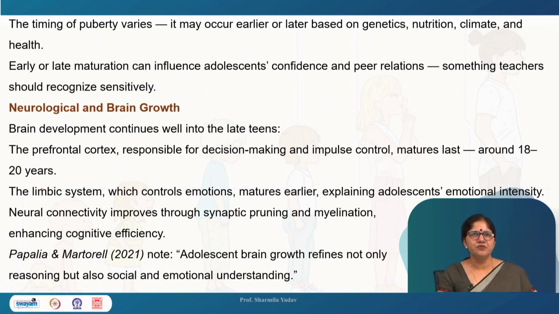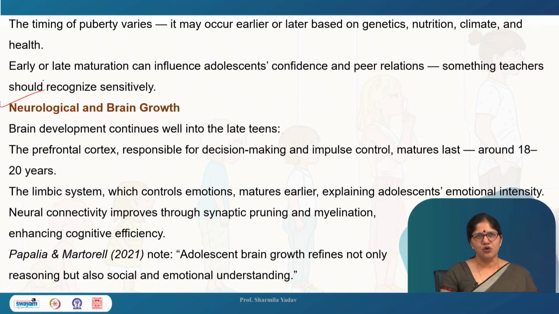The timing of puberty varies. It may occur earlier or later based on genes, nutrition, climate, and health. Early or late maturation can influence adolescents' confidence and peer relations, something teachers should recognize sensitively. Now we will see neurological and brain growth.